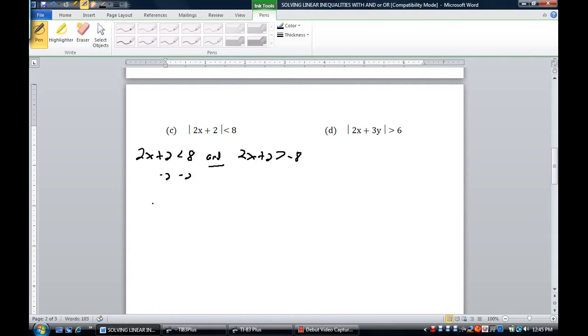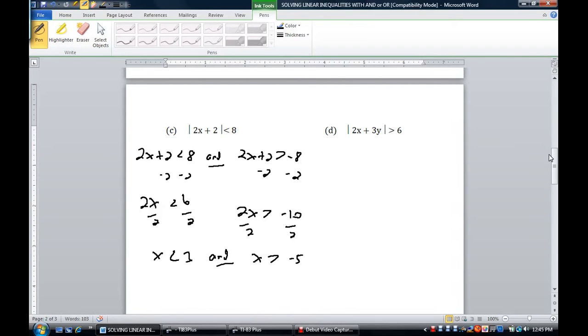Subtract 2. We get 2x is less than 6, and divide by 2. We get x is less than 3. And come over here, do the same thing. Subtract 2. We get 2x is greater than negative 10. Divide by 2. We get x is greater than negative 5. And the word is and.